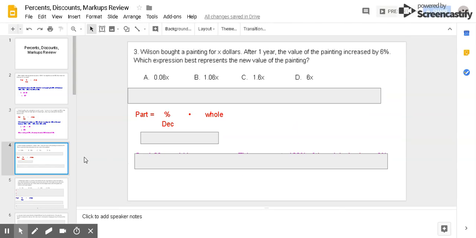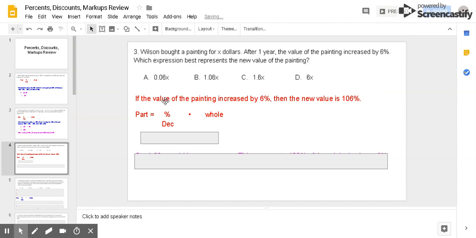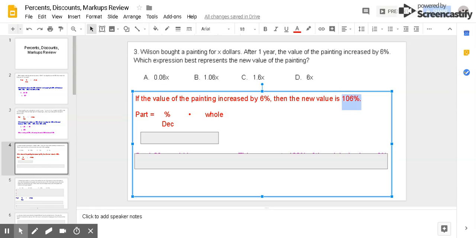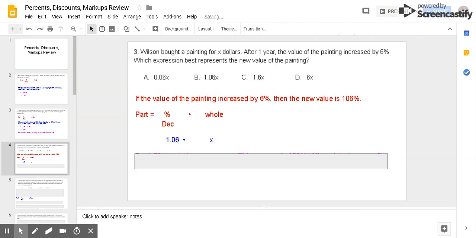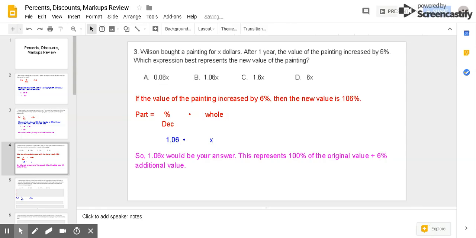All right, number 3. Wilson bought a painting for x dollars. After 1 year, the value of the painting increased by 6%. Which expression best represents the new value of the painting? All right, let's understand the question. If the value of the painting increased by 6%, then the new value that you're finding is 106%. So your job is to find 106% of x. 106% is 1.06 as a decimal times x, which leaves you with 1.06x, which is B. This represents 100% of the original value plus 6% of the additional value.